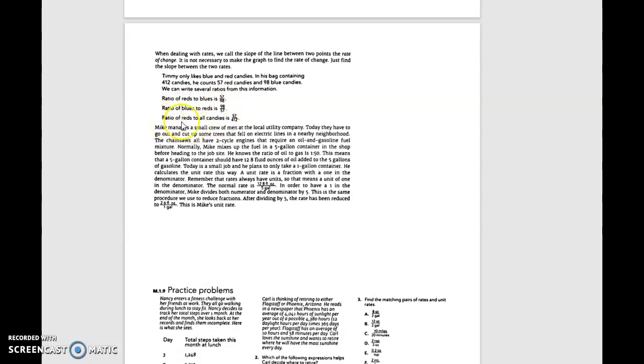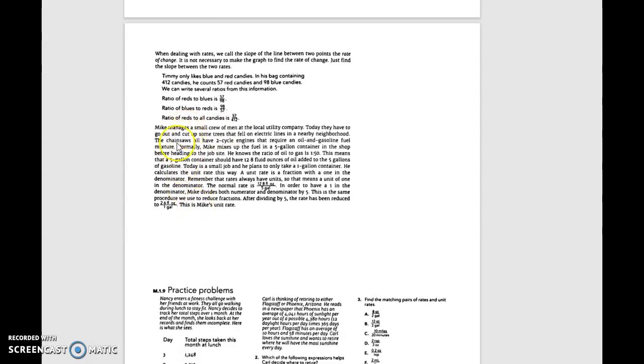Now, if we want to know the ratio of just the reds to all the candies, well, we know there's 57 red ones, and we know there's a total of 412. Now, we can see if we can reduce this fraction, and I checked, and this ratio, or fraction if you want to refer to it as, is in reduced terms.